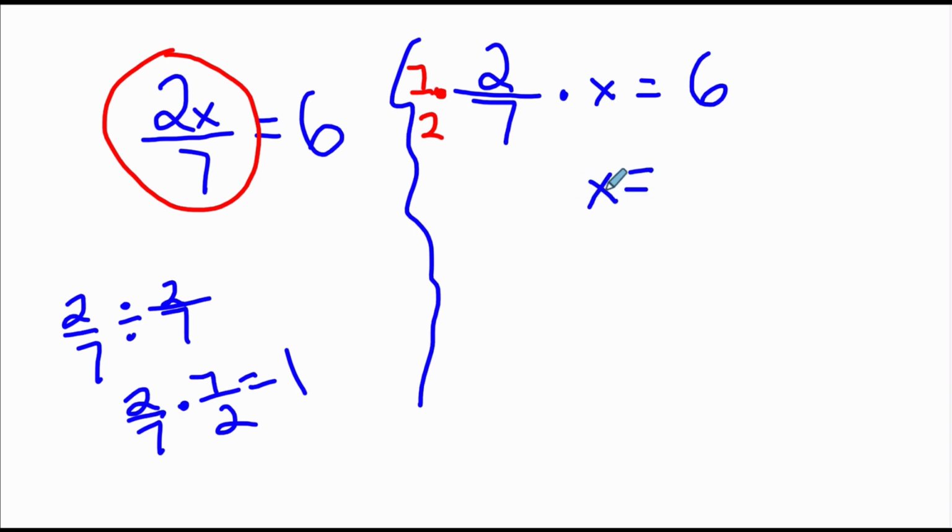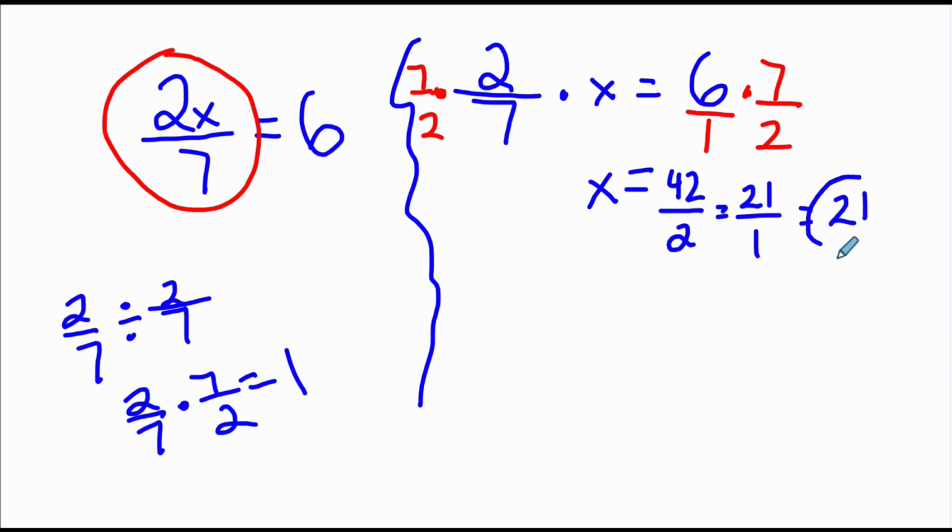I want x by itself, so I have x equals. All right, whatever I do to one side, I need to do the exact same thing to the other, so times 7 over 2. Remember, any whole number is just over 1, so that's going to be 6 times 7. I'm going to have 42 over 2, which is 21 over 1, which is 21. X is equivalent to 21, and if you plug that back in, 21 times 2 sevenths is 6.